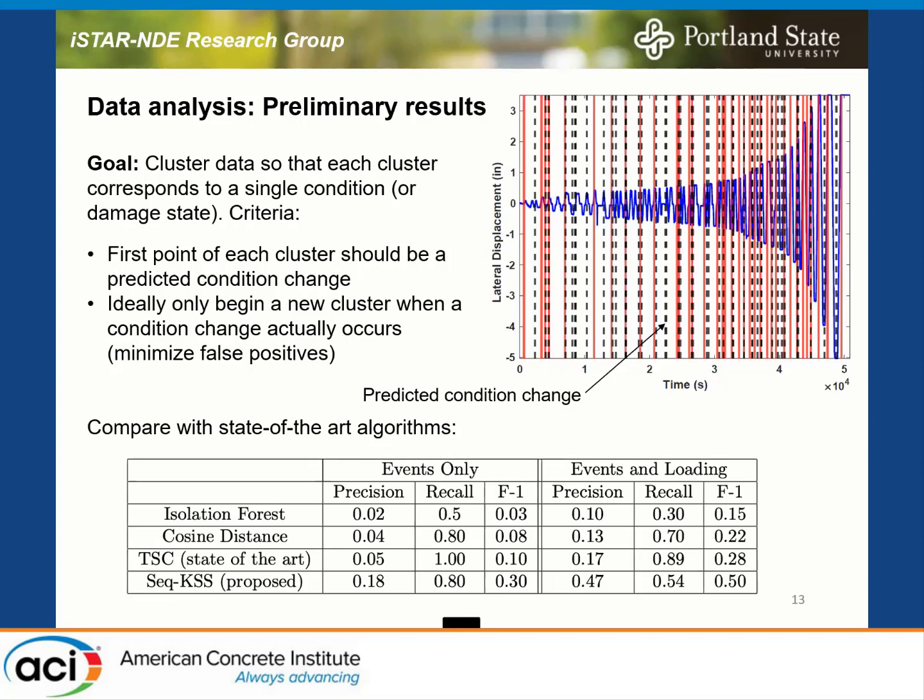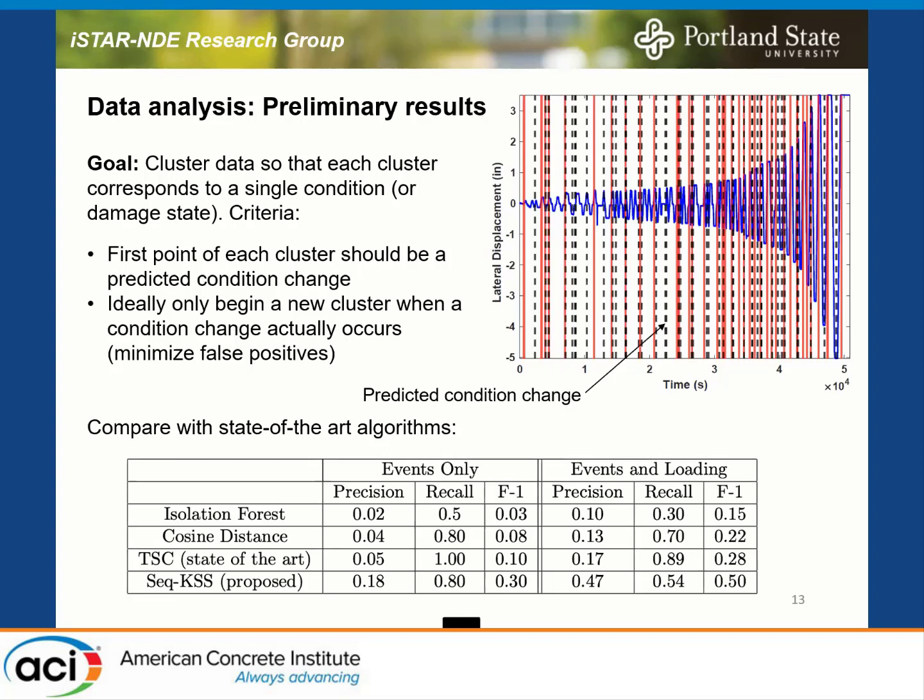We compared it with some other state-of-the-art algorithms. We have isolation forest, which I think is an anomaly detection algorithm. Cosine distance is basically just simple correlation between signals. This is another algorithm that I don't know. Sequential KSS is what we proposed. And then you have these two performance measures, precision and recall, that relate to how well you predict the actual observed events that you want. And F1 is just the harmonic mean between the two.